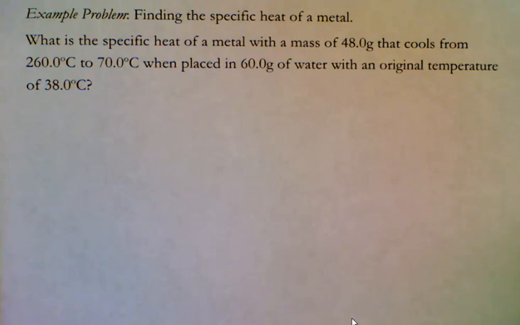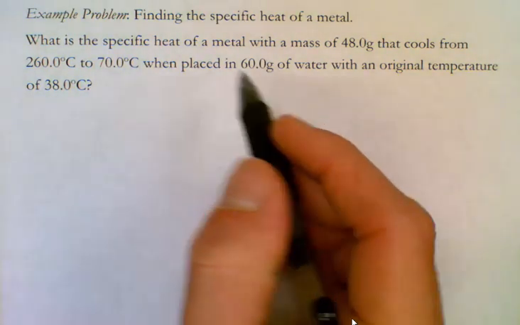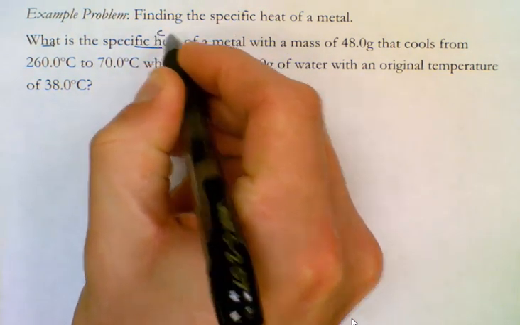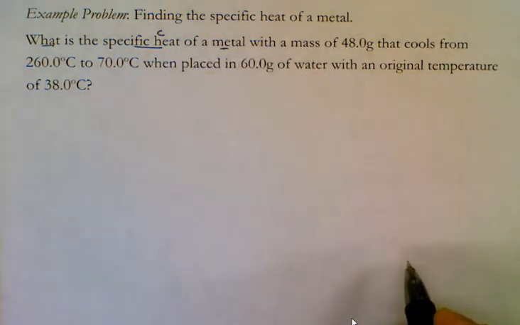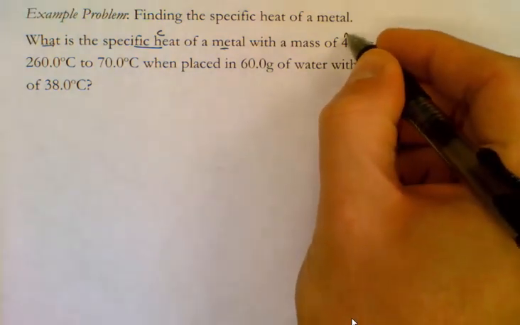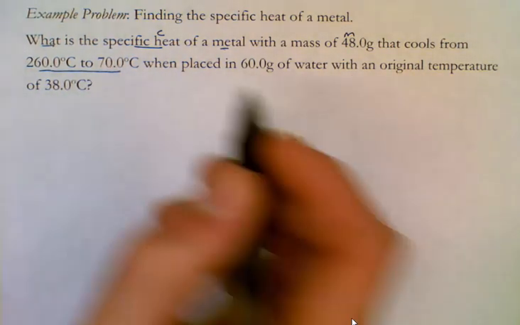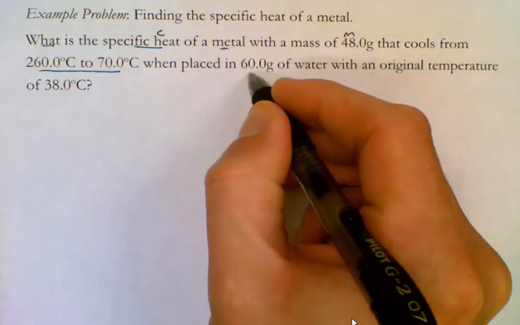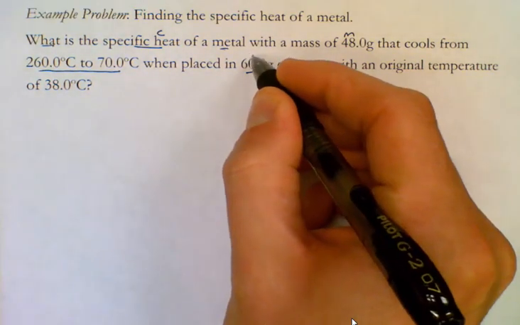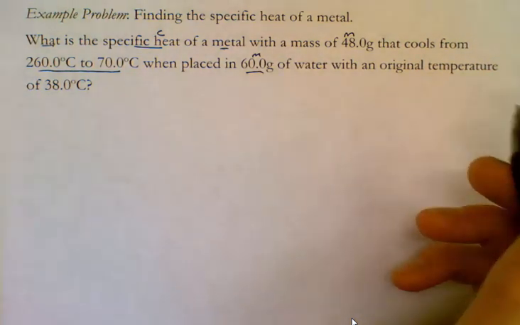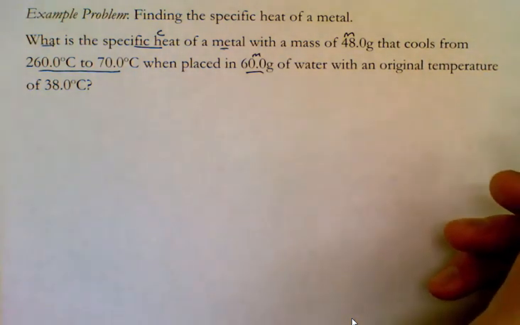So in this problem, as I'm reading, what is the specific heat? So there's my question word, specific heat, which is going to be letter C, and that's of our metal, with a mass of, so here's the mass of the metal that cools from, here's going to be our temperatures, when placed in 60 grams of water. So there's a second mass, which is going to tell me which equation I'm going to need to use, with an original temperature of 38 degrees C.